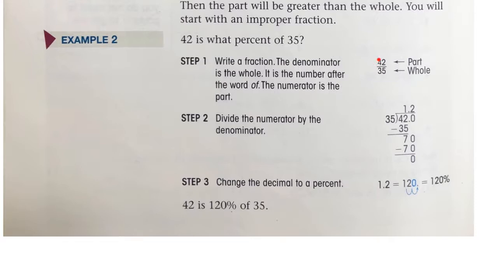Step 2, the number on top goes in the box. So 42 goes in the division box. The denominator is doing the dividing, which is 35. So you do your division, then change the decimal to a percent by moving it 2 places to the right. So 1.2 becomes 120. Add the percent sign. So 42 is 120% of 35.